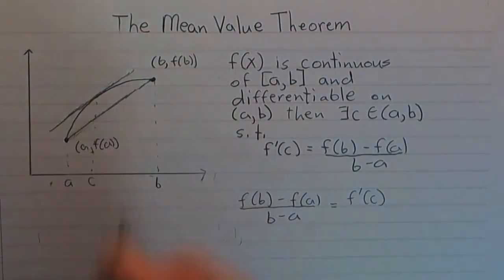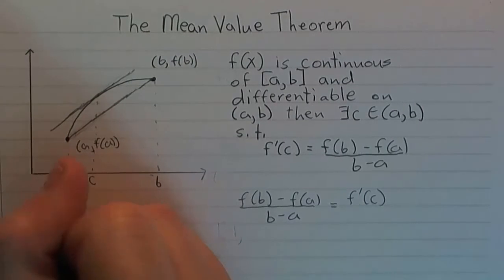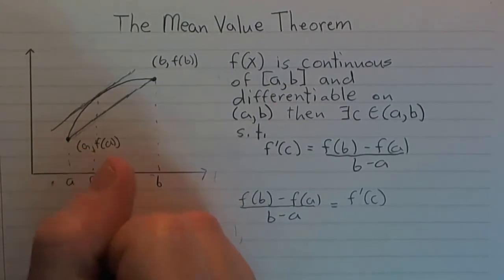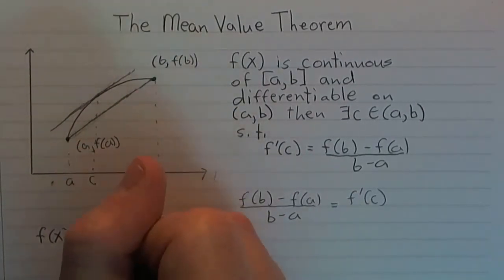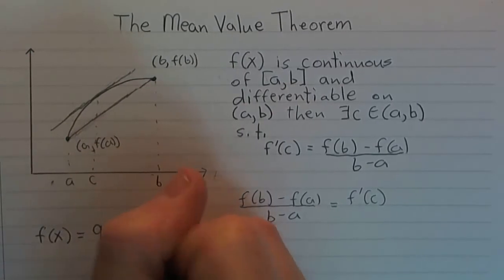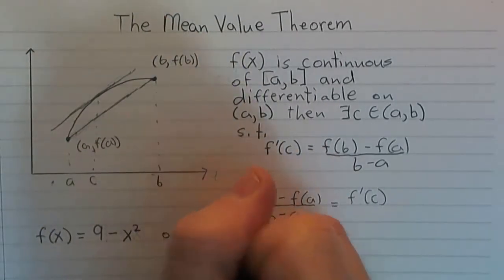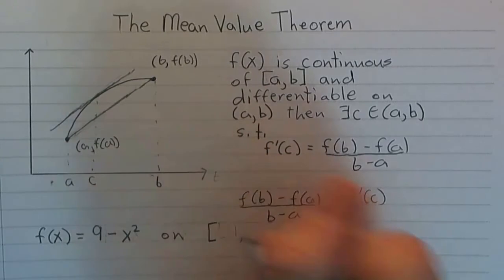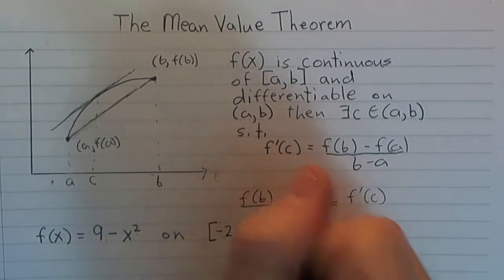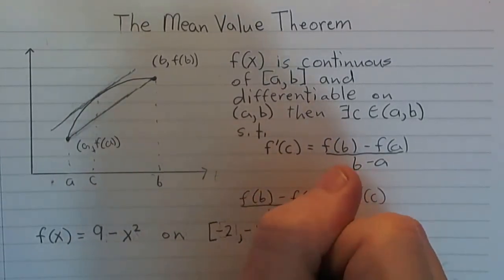Now let's look at an example here. Let's suppose that we've got a function f of x equals, let's say, 9 minus x squared on some interval. Let's suppose we've got -2 to -1.